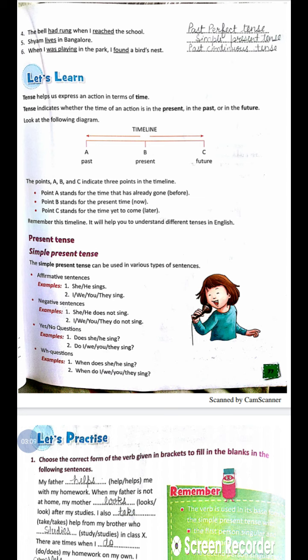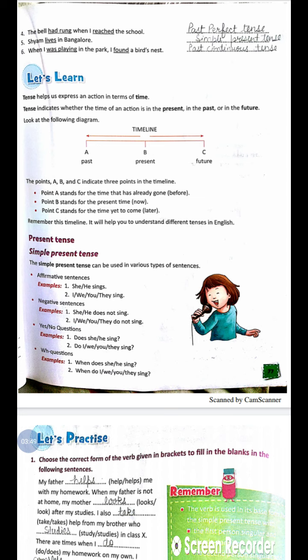So, we start with the simple present tense in which affirmative sentences, negative and yes-no questions and WH questions are taken. In affirmative sentences with he or she, you will use s or es with the first form of the verb, and with plural I, we, you, they, you will not use s or es with the first form of the verb. For negative sentences, while using the simple present tense, you will take do not or does not: with the singular you will use does not, and with the plural you will take do not.